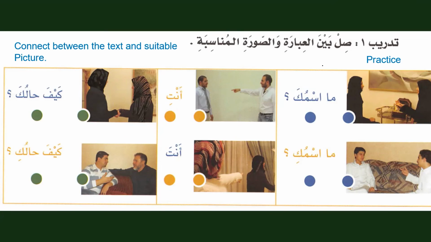Sil at-tadrib, that means practice. Sil bain al-ibarati, that means connect or match between the text, was-surati, and the picture, al-munasibati, that is suitable. So basically you have to match between the text and the suitable picture. Masmuka. Now, as you can see here, the person that you're talking to is masculine. So when you're asking, what's your name? It will be masmuka, talking to the man. And when you're talking to the feminine, you will say masmuki. So ki here for the feminine and ka for the masculine.